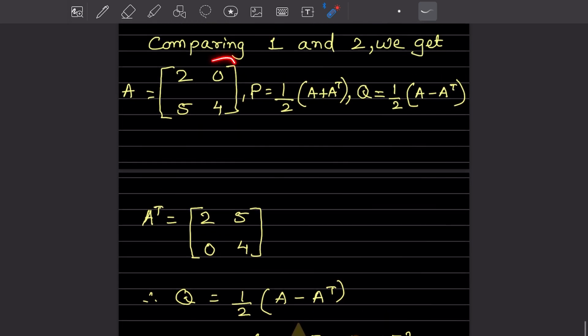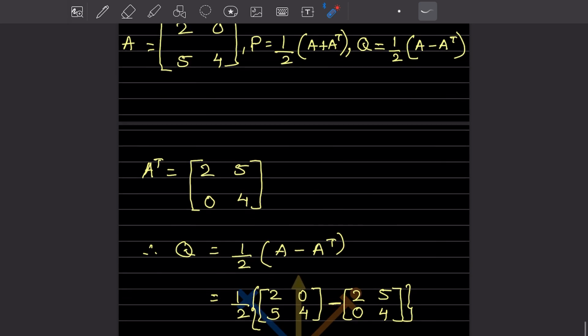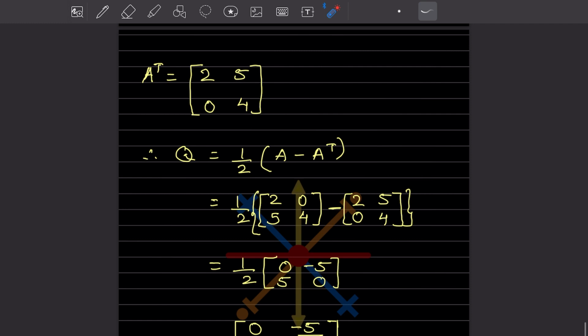So we know A minus, now we have found the A transpose. So what are you going to do? This half you will keep as it is outside. 2 minus 2 is going to be 0. 0 minus 5 is going to be minus 5. Then 5 minus 0 is going to be 5. And 4 minus 4 is going to be 0.